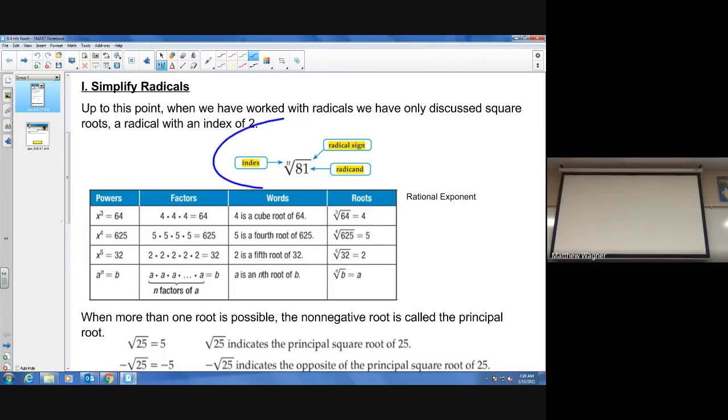So this is the first key concept of the day. We have a radical sign. If there is an index out front, it's going to tell you what root it is. So if there's a 4 out front of your radical, it's going to be a fourth root. If there is not an index out there, we assume it's an index of 2. The radicand is the number underneath.